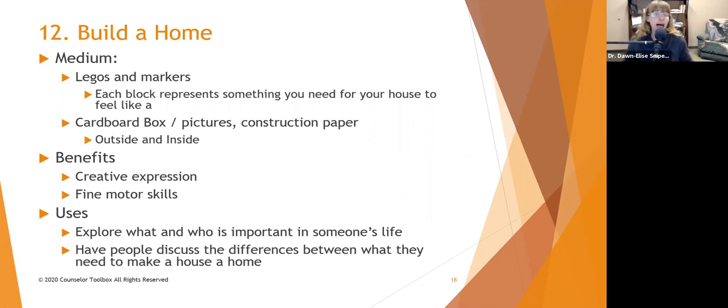It can help people identify and explore what and who are important in their life, and it can have people start a discussion about the differences between what they need to make a house a home, and that can be within the same family or in just a regular old therapy group. For me, I've done animal rescue for 20 years. My house would not feel like a home without a mess of critters running around. That's important for me. For other people that I know, they would really rather not have animals in the house. That's not important for them, and it opens a dialogue.